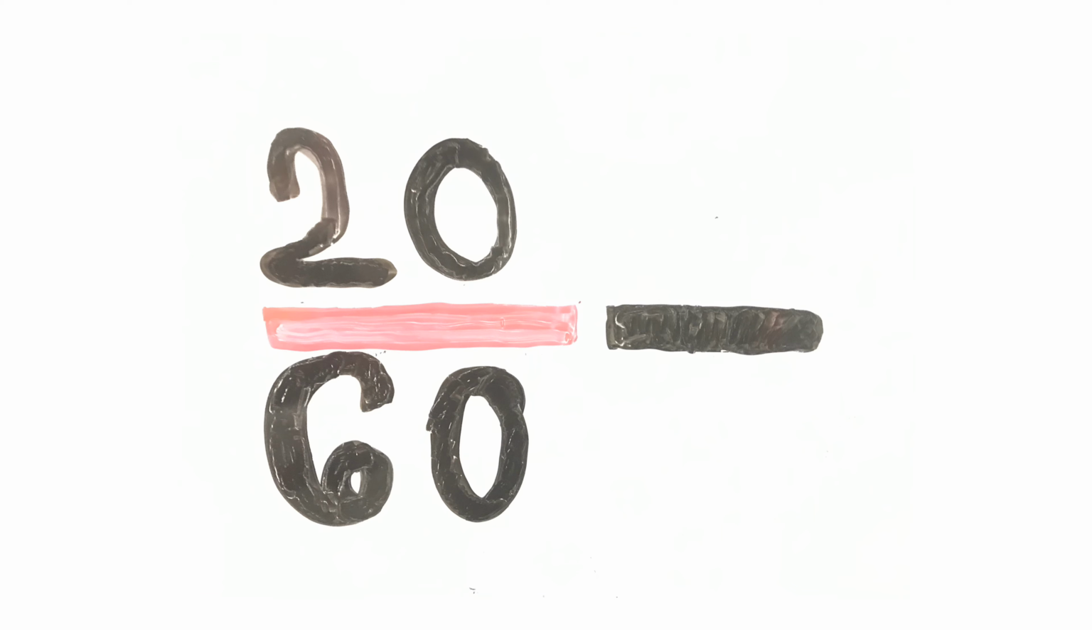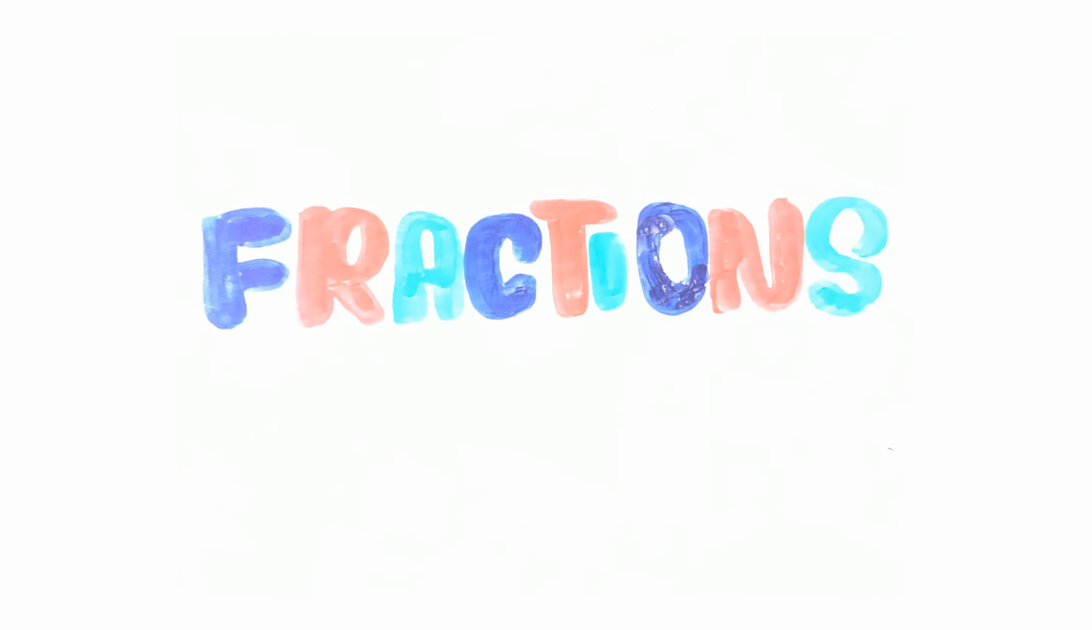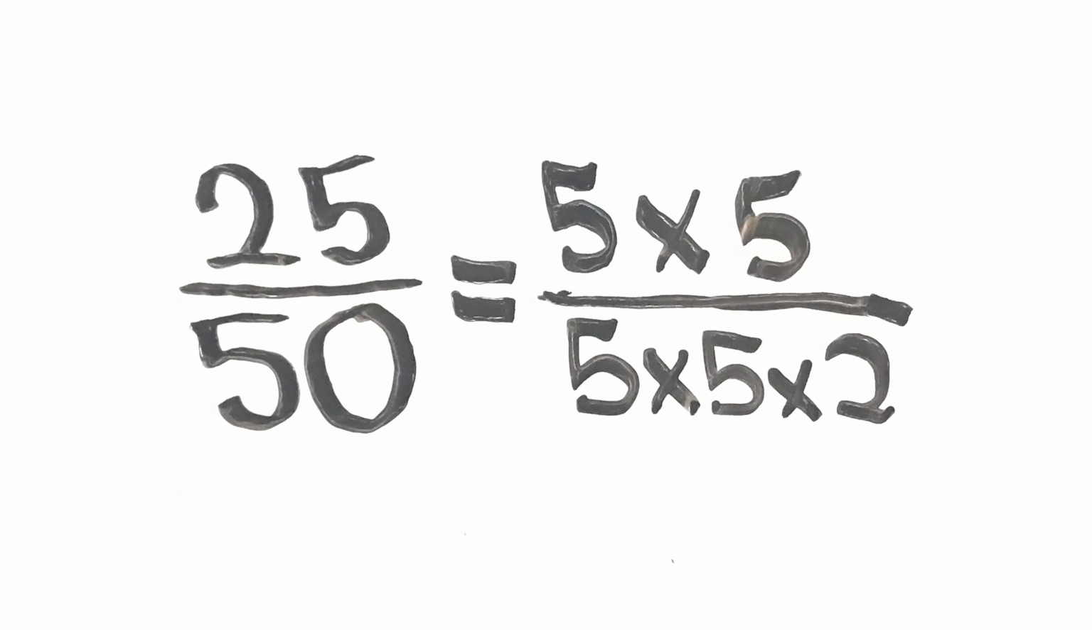Here's a different fraction, 20 by 60. What would this simplify to? Let's find out. But before that, let's go through a simpler way of simplifying fractions. First, you need to find the factors of the numerator and the denominator. In this case, our fraction is 25 by 50. So I've written some of the factors down.